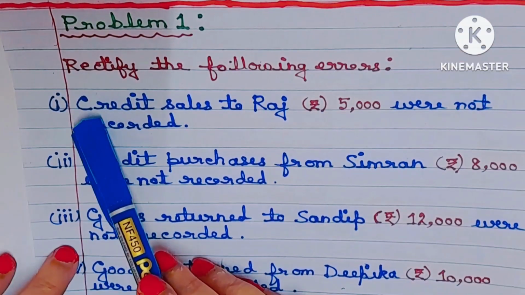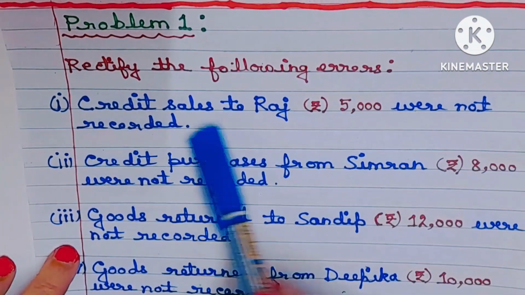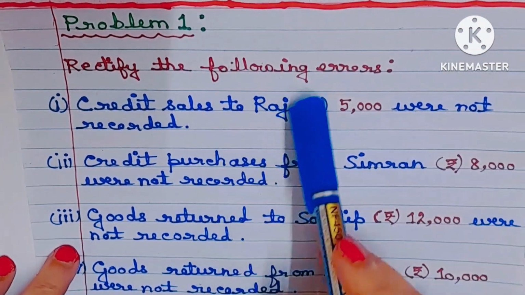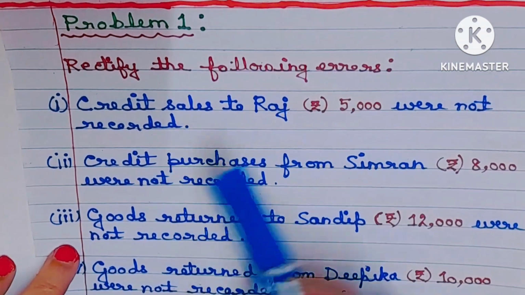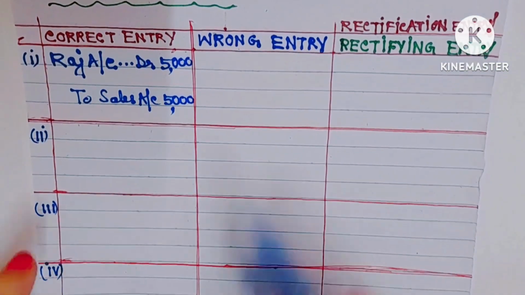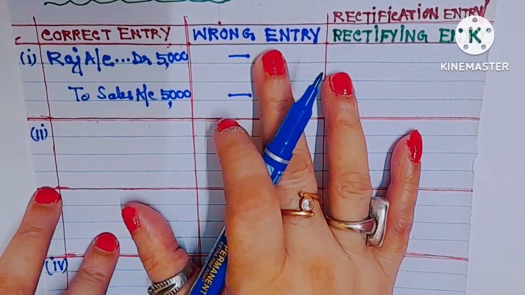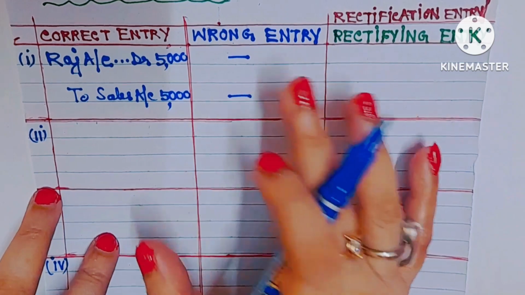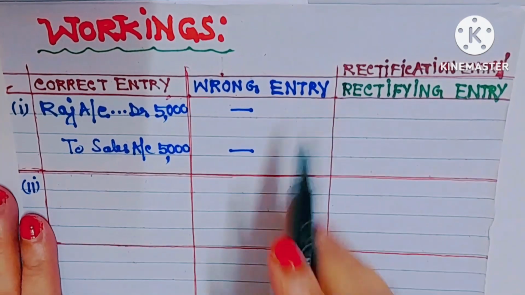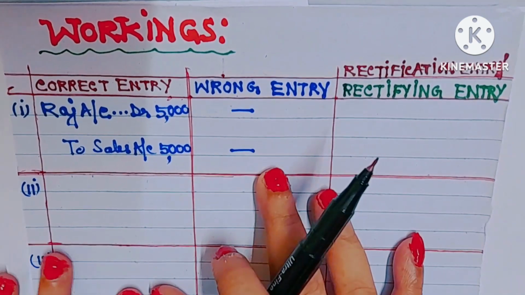Let's see. See, number 1, credit sales to Raj rupees 5000 we have recorded in the correct entry. This is the wrong part. Were not recorded. Were not recorded means nothing has been recorded on the debit side and nothing has been recorded on the credit side as well. So debit side dash, credit side dash. In the wrong entry, nothing has been recorded on the debit side and nothing has been recorded on the credit side by mistake. Since nothing has been recorded on the debit side of the wrong entry and nothing has been recorded on the credit side of the wrong entry, so how to rectify?